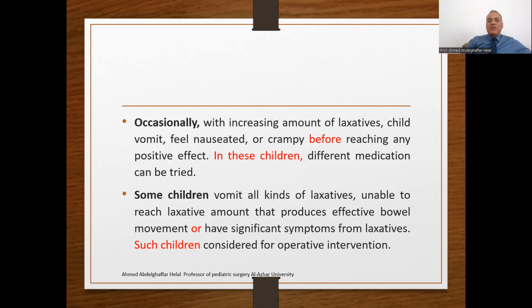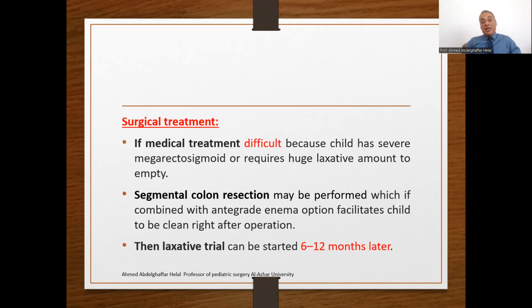You prepare the laxative, and the child vomits, feels nauseated, has severe abdominal cramps, vasovagal attacks, and some associated symptoms. So such children are considered for operative intervention. Surgical treatment is for when medical treatment is difficult or has failed because the child has a severe megarectosigmoid and requires a large dose of the laxative that he cannot accommodate.